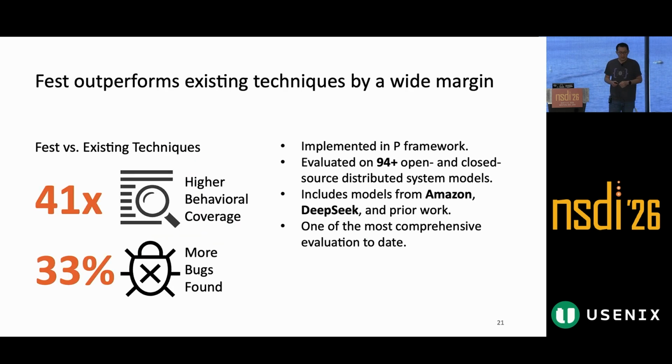To evaluate FAST, we implemented the algorithm inside the P framework, and we collected 94 open and closed source distributed systems, including models from Amazon, DeepSeek, and many prior works. And this is one of the most comprehensive evaluations to date. In our evaluation, we noticed that we can achieve up to 41 times higher behavioral coverage, and we can find 33% more bugs in our bug benchmark.